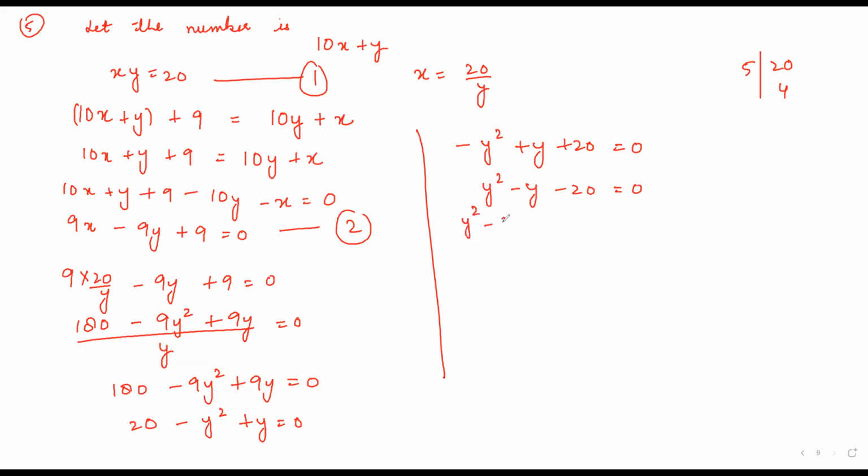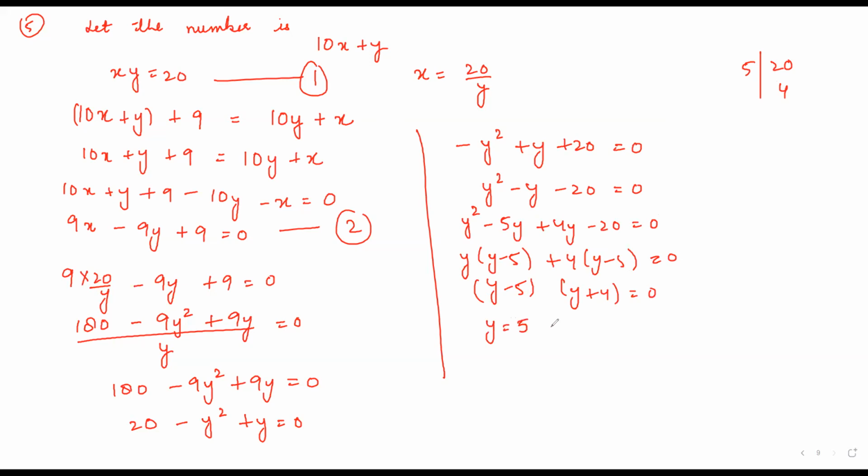So y square minus of 5y plus 4y minus 20 is equal to 0. So I get y minus 5 plus 4, then y minus 5 is equal to 0. So y minus 5 and y plus 4 is equal to 0. So I get y is equal to 5 and y is equal to minus of 4. Now y is equal to minus 4 is rejected here.